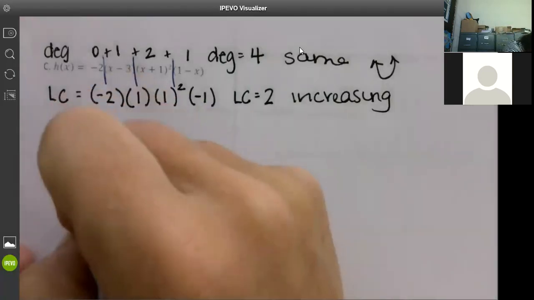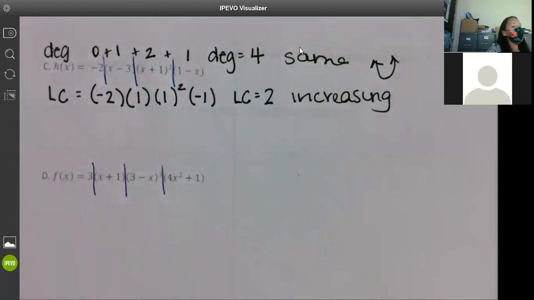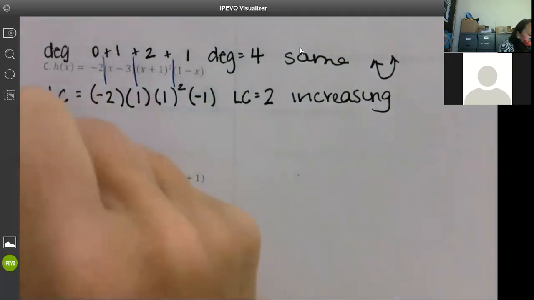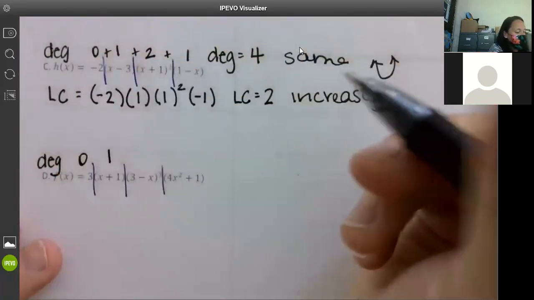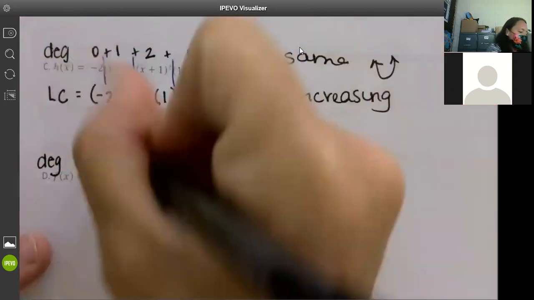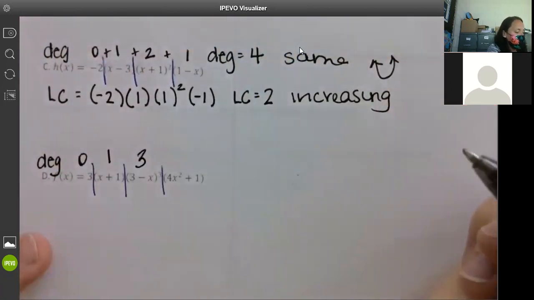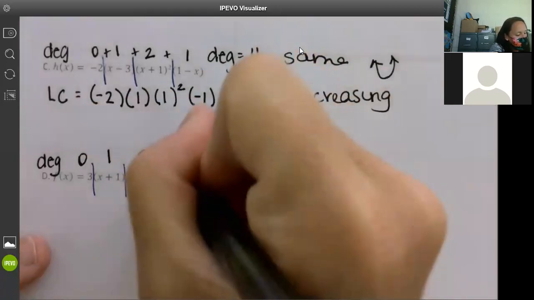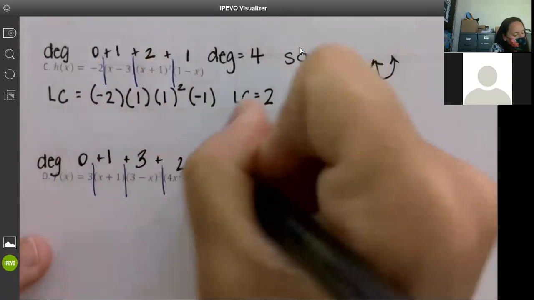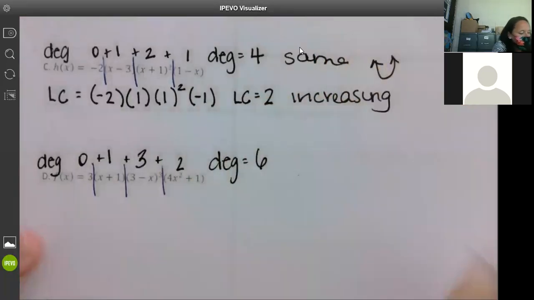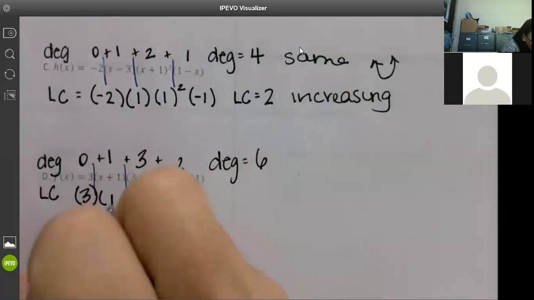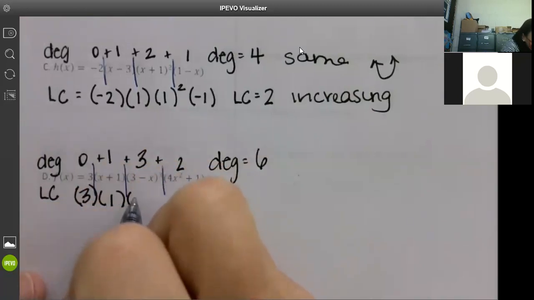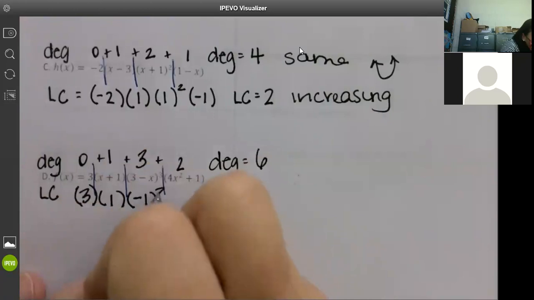All right, split it up again. Degree of 3. X plus 1. 3 minus x cubed. 3, because it's a cube. 4x squared plus 1. 2, because it's x squared. Add it up, you get a degree of, good. The next is your leading coefficient. What's your leading coefficient of your first term? Second term? Third term? -1 to the third. Don't forget that cube.